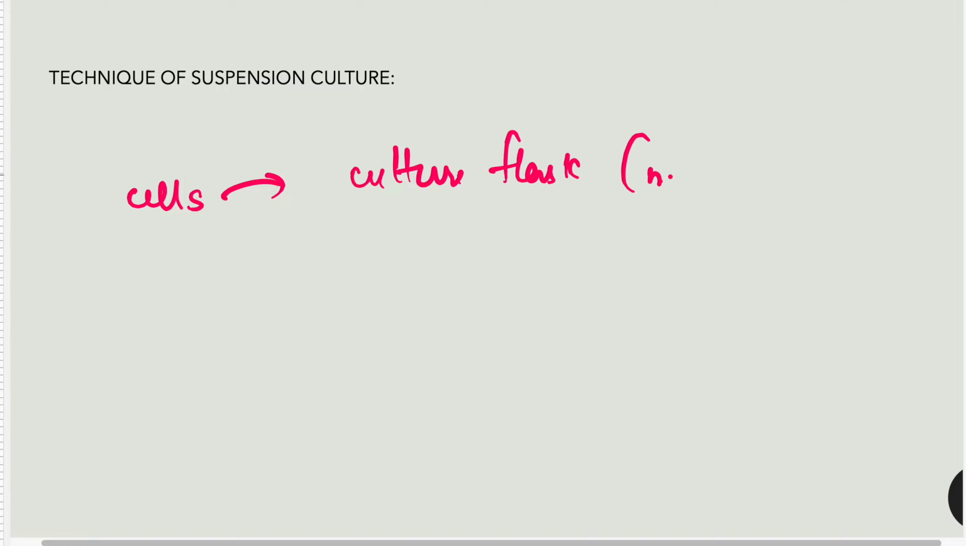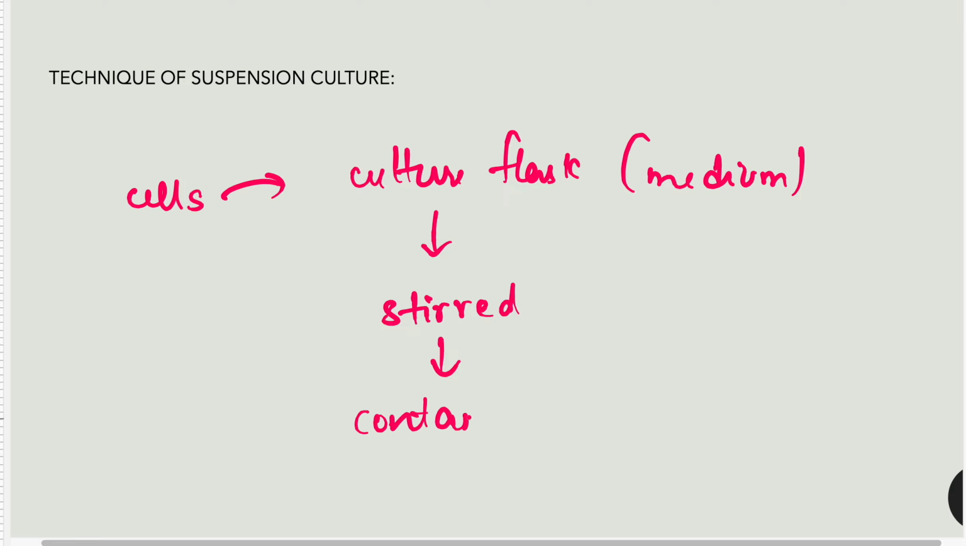Next, the technique of subculture in suspension culture. Here we see the cells are suspended in a culture flask which contains medium. And these are stirred with a magnetic pendulum. At the base of the flask this magnetic pendulum is placed and it stirs, and contamination is checked regularly. Contamination checkups should be done.